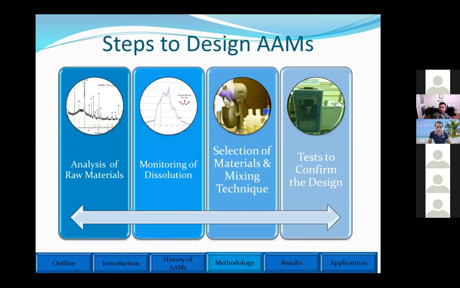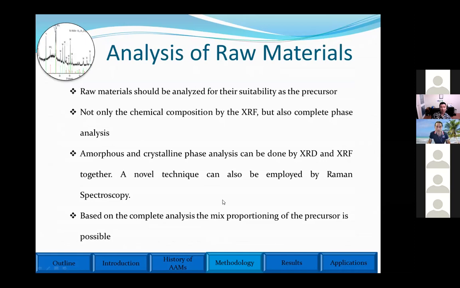In this path, we analyzed some raw materials that I will discuss in more detail in next slides, and then monitored the dissolution by some techniques. The selection of material and mixing technique was the third step we've taken as our methodology, and some tests to make sure that our design with this new material are working well. The first step was analyzing the raw material.